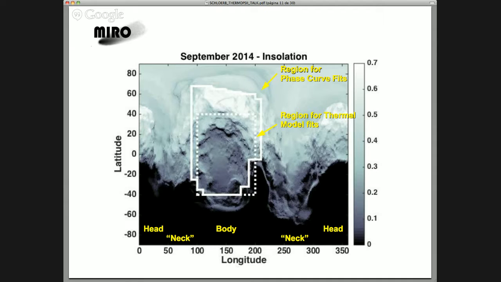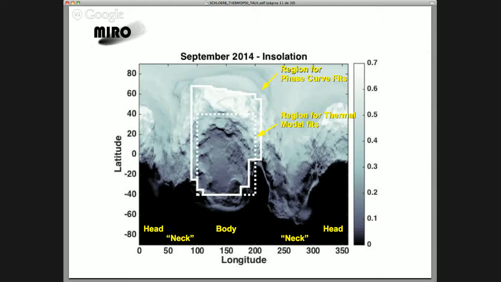Okay, so I'm going to be showing you data we fit. For the two kinds of fitting, we've used two boundaries here on the nucleus for internal team reasons. The phase curves were fit to the solid line region, and the thermophysical model is fit to the dotted line region. And for those not used to looking at CG in latitude-longitude space, this region of longitudes corresponds to the head. The region we're looking at corresponds to the body, basically like the bottom of the duck. And then the region in between is the neck.